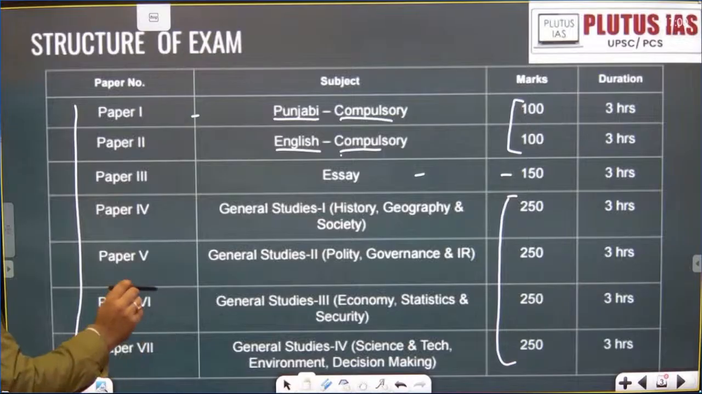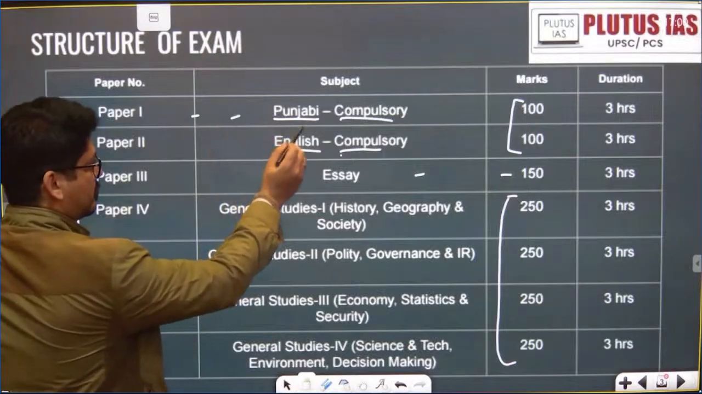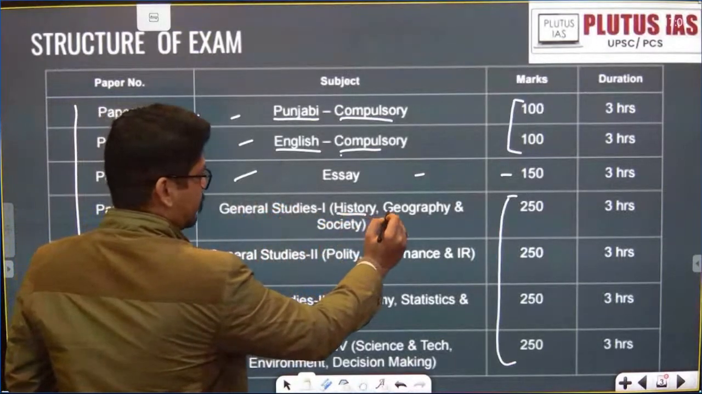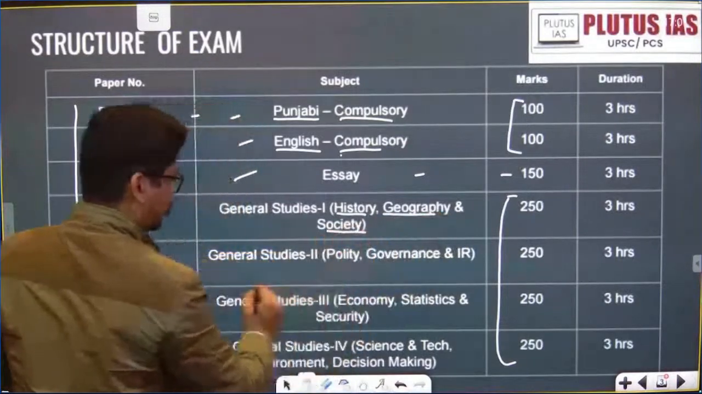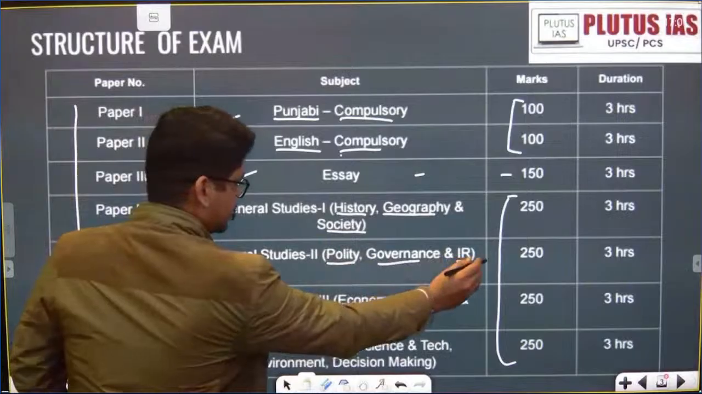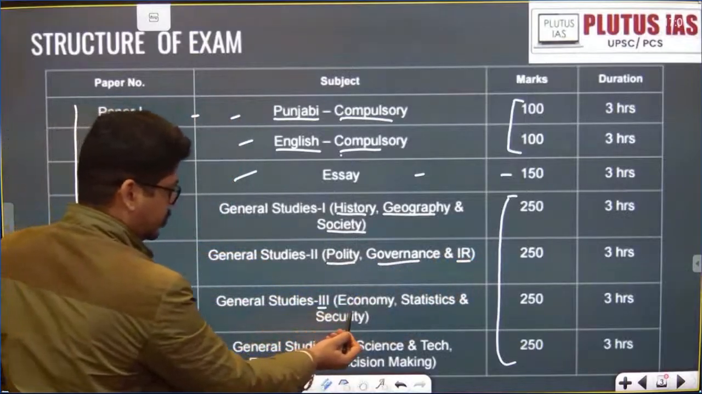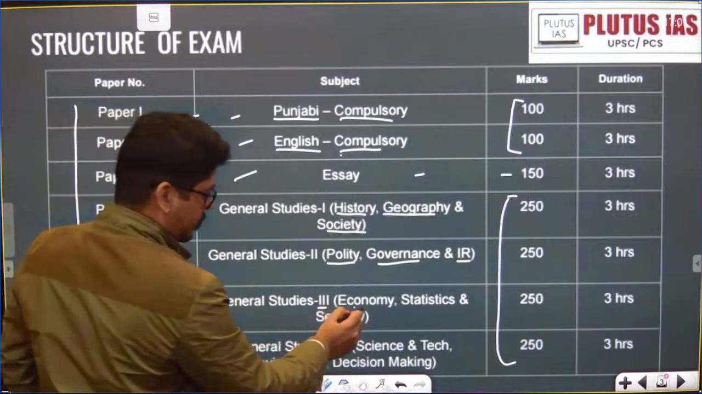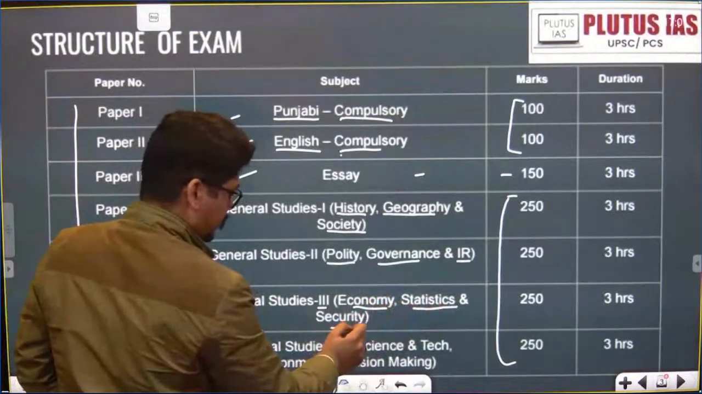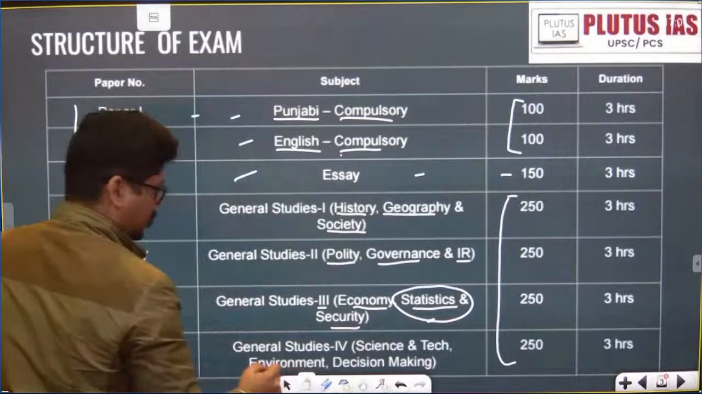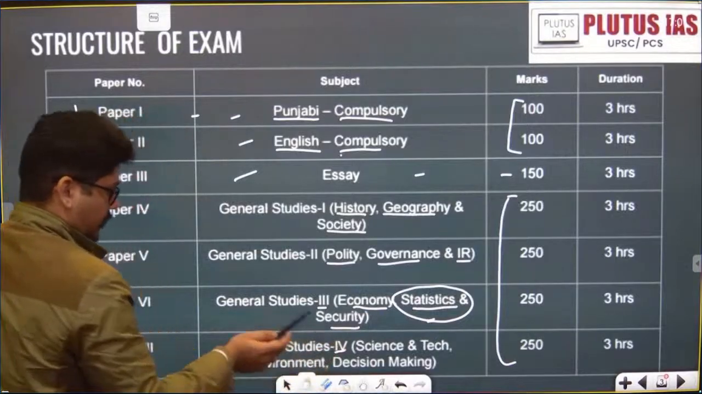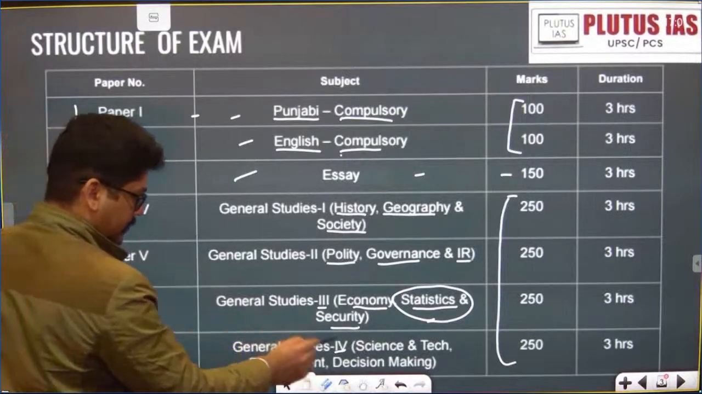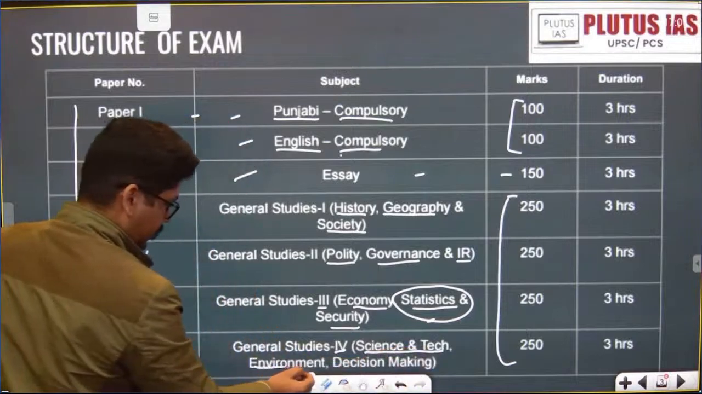But here is a quick look at every exam. First is Punjabi compulsory. Second is English, then the essay, then GS1. It is similar to UPSC, having history, geography, and society. GS2 is again polity, governance, and international relations. In GS3 and GS4 there is a bit of difference. GS3 contains economy, statistics, and security. This will be a new portion for you. GS4 in UPSC is mostly ethics, integrity, and aptitude. In this case, it is science and tech, environment, and decision making.